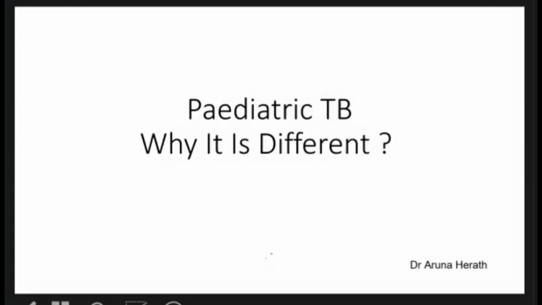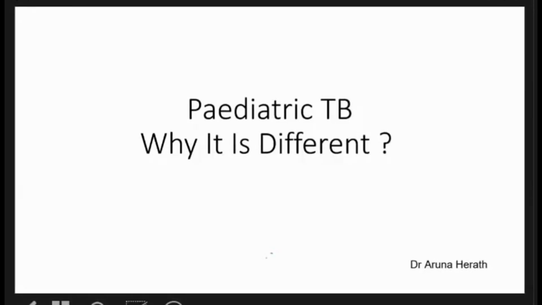So, what you want me to deliver is pediatric TB, why it is different, and it is very difficult to deliver everything about pediatric TB within 20 minutes time. So, I would rather like to discuss the drug-sensitive pulmonary TB, which is the commonest form in pediatric practice. While talking about the drug-sensitive pulmonary TB, I will discuss why it is different and where it is different.